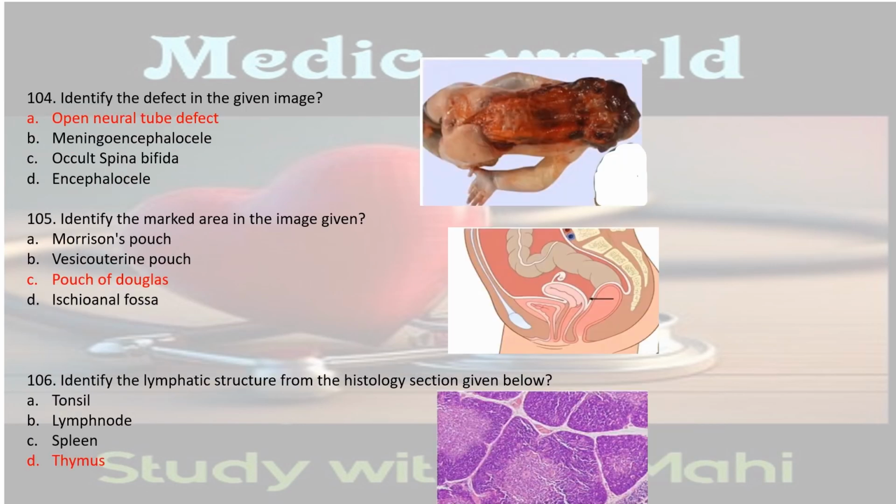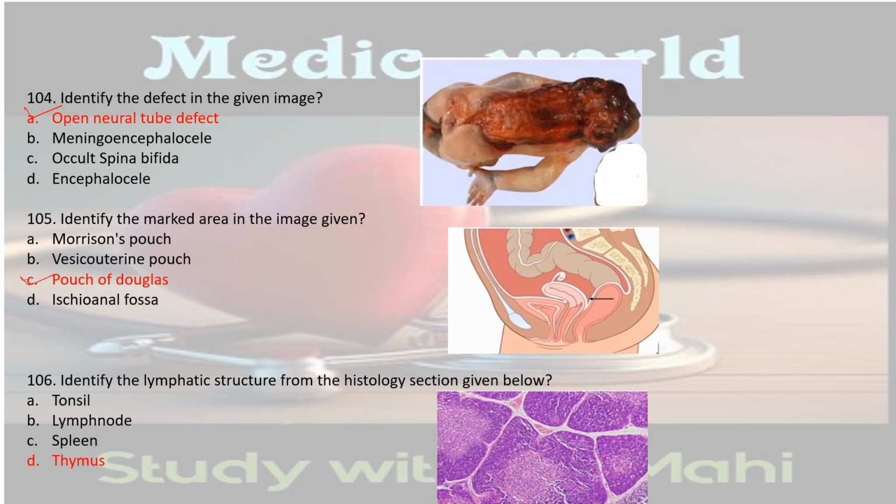Identify the defect in the given image. Here, the defect given is of rachischisis. So the answer here is open neural tube defect. Identify the marked area in the image given. Here, the marked area is the pouch of Douglas.